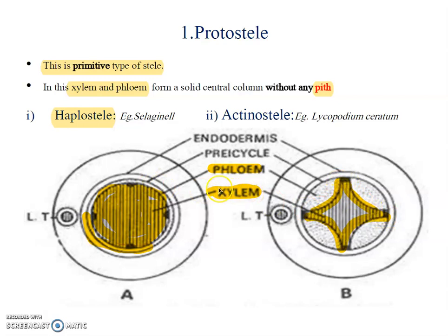While if the xylem is star shaped at the center and the phloem is surrounding it, this is the phloem. Always in this type, haplostele and actinostele, xylem is at the center and phloem is outside the xylem. So when the xylem is star shaped, it is called actinostele. Example, Lycopodium serratum. So these are two types, haplostele and actinostele.